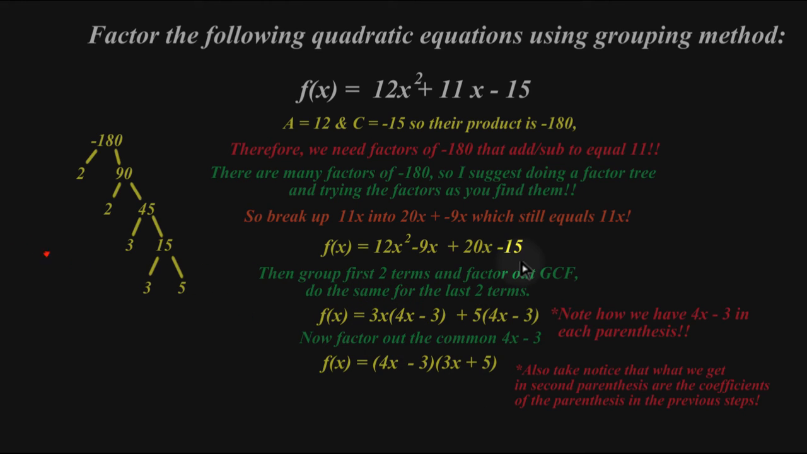If you're doing this and you don't get the same thing in either parentheses, you either picked the wrong two factors, so double check your work of factoring out the greatest common factor, or you just can't factor it at all. So you'll have to do something else to solve that.